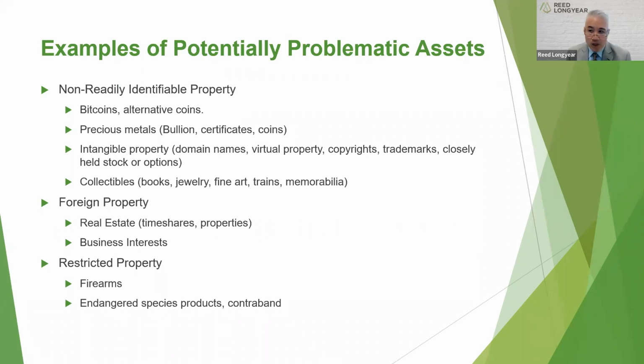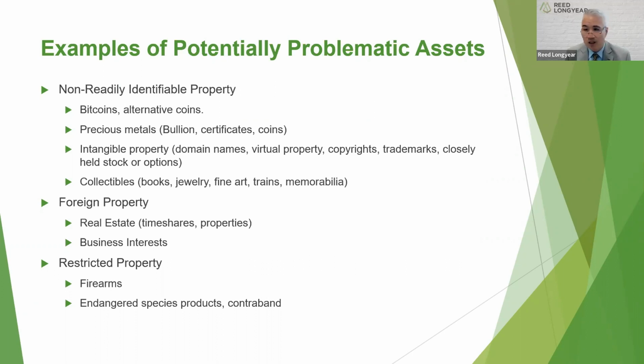Next are precious metals. This would include bullion or certificates of exchange, and metal coins such as gold coins or silver coins. Again, because of the nature of the asset, a lot of these may not be physically available or even known to most estate administrators.